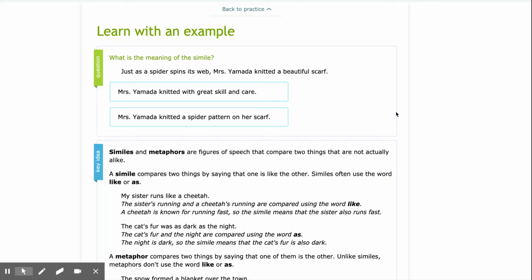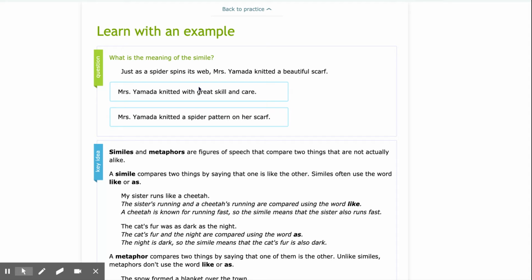What I have to do is determine what I am comparing here. It says that Mrs. Yamada knitted a beautiful scarf, and she did it just like a spider spins its web. It's the action of knitting the scarf and the action of spinning the web that I'm comparing here, not necessarily the pattern of the scarf.